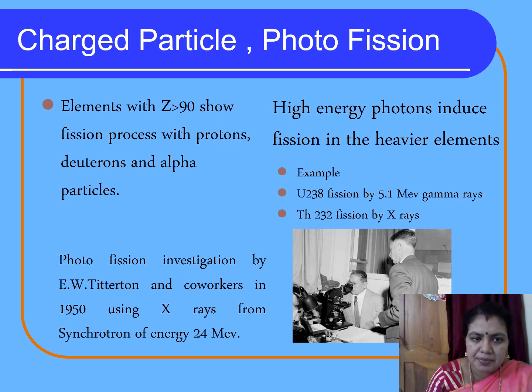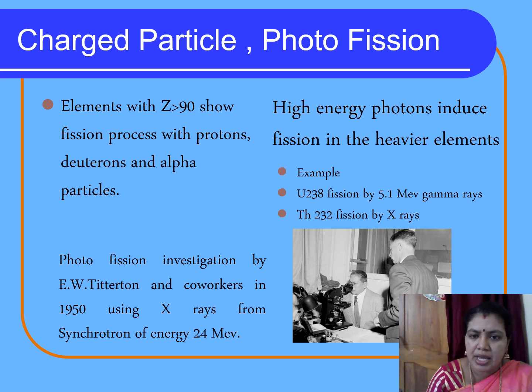Now the third type is the charged particle fission reaction, wherein the elements with atomic number greater than 90 show fission process with protons, deuterons and alpha particles. So when such charged particles create fission reaction, they are called charged particle fission reaction.